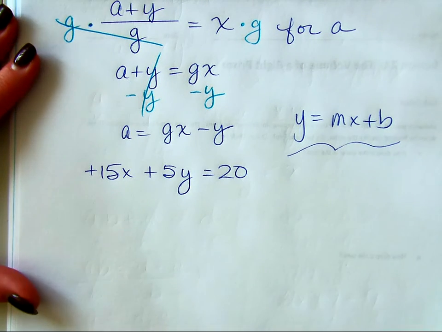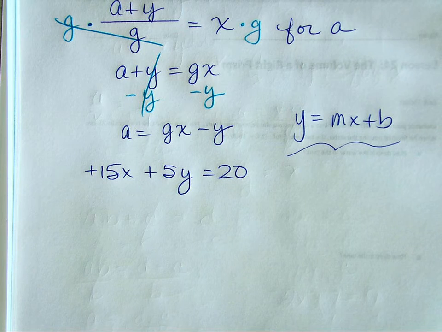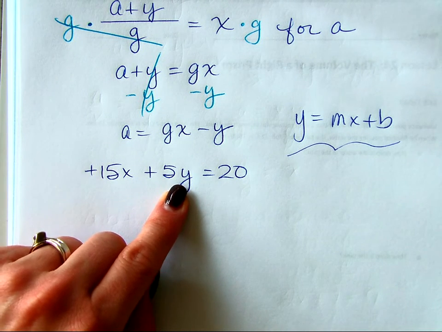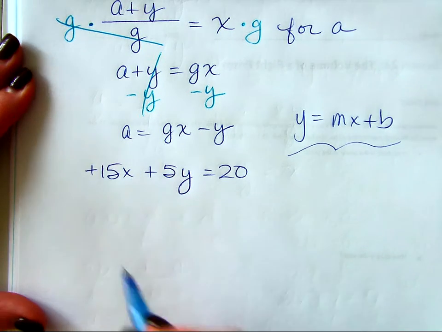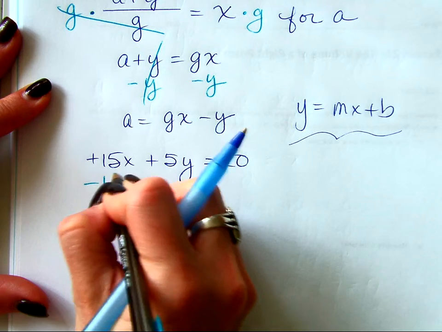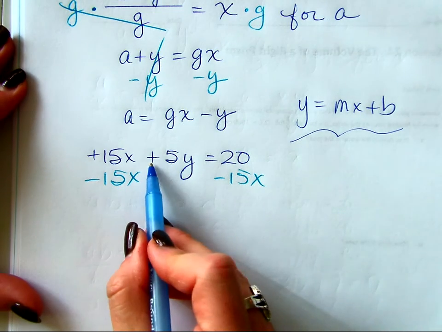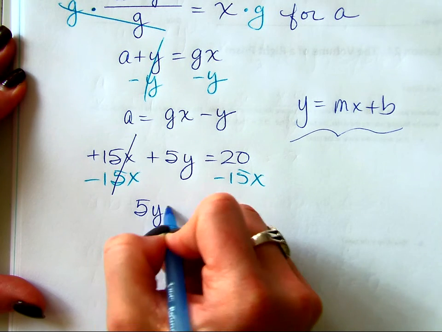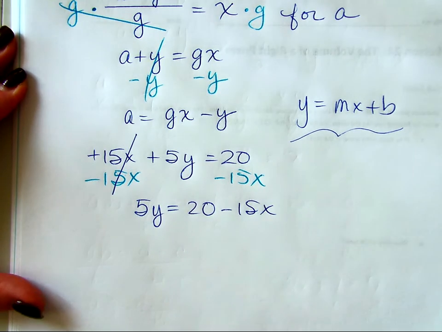Well, this y has got a 5 and a 15 all around it. So what do you think we have to get rid of first? We're always going to save the divided by last. So it's whatever else is being added to it. So let's subtract 15x. Not divide, subtract it because it's being added. That leaves me with 5y equals 20 minus 15x, right?